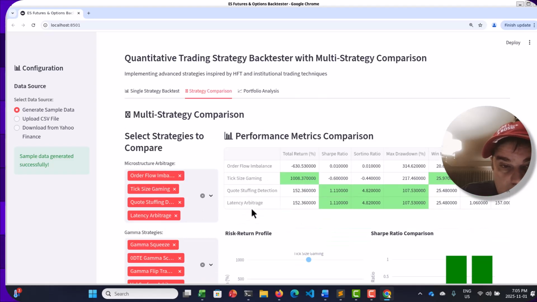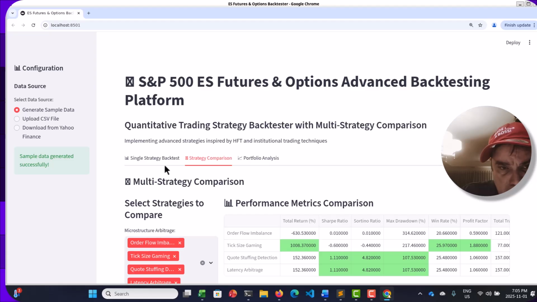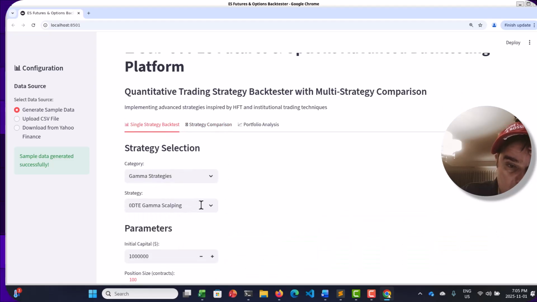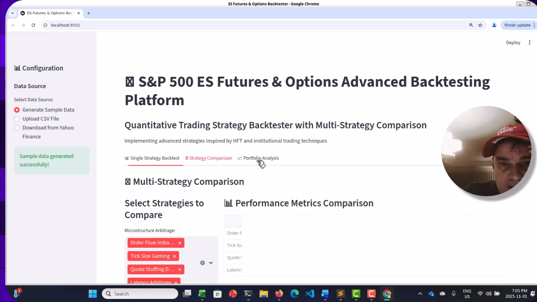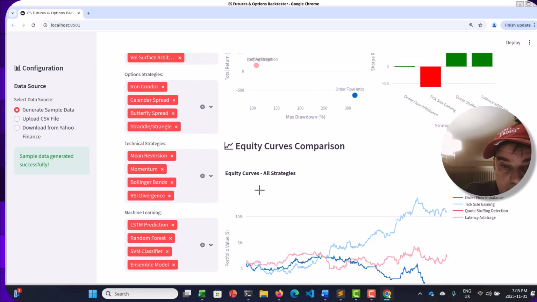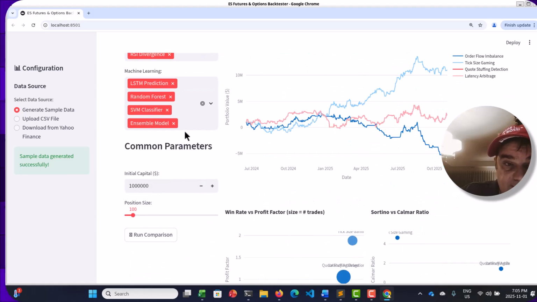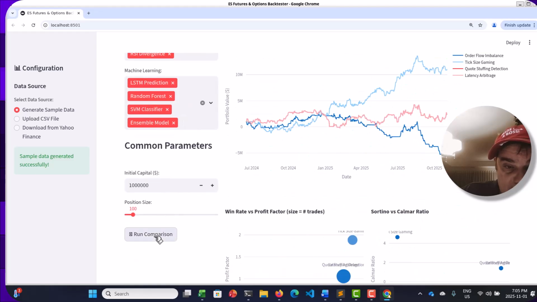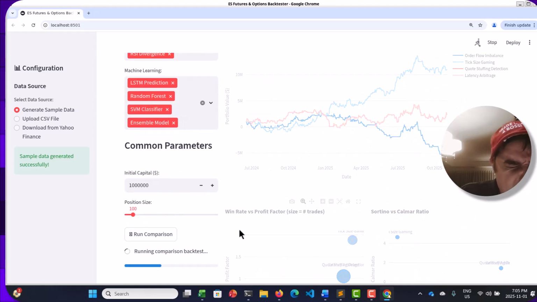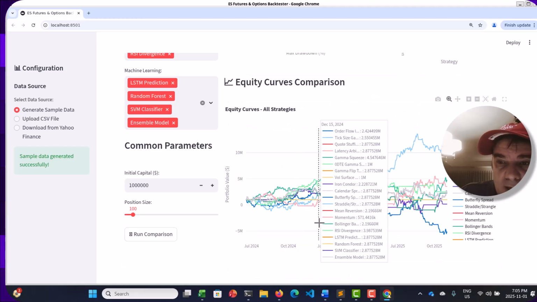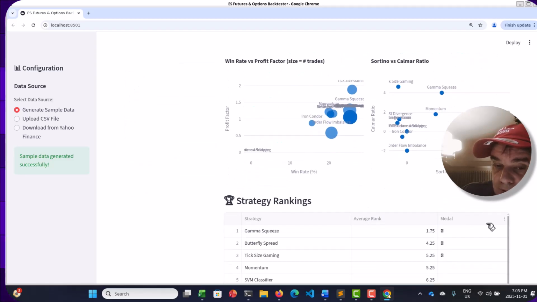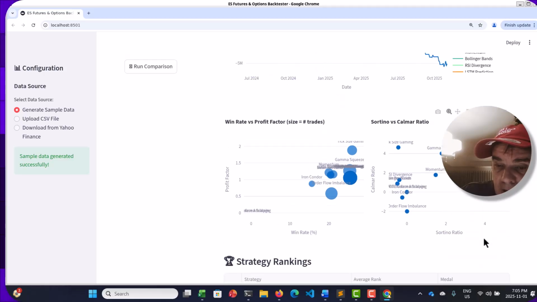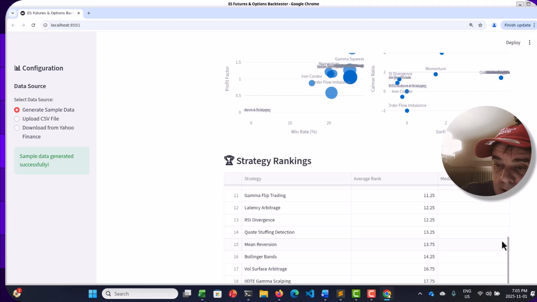Here, hang on. So looks like I have to, I'm trying to understand this. Oh, I see. Run comparison. Okay, missed that. So let's run the comparison, running it. Again, this is simulated data. I can load in real world data and just debug it to get it working. Aha, so here we go. Here's our overall strategy ranking. Let's see here.